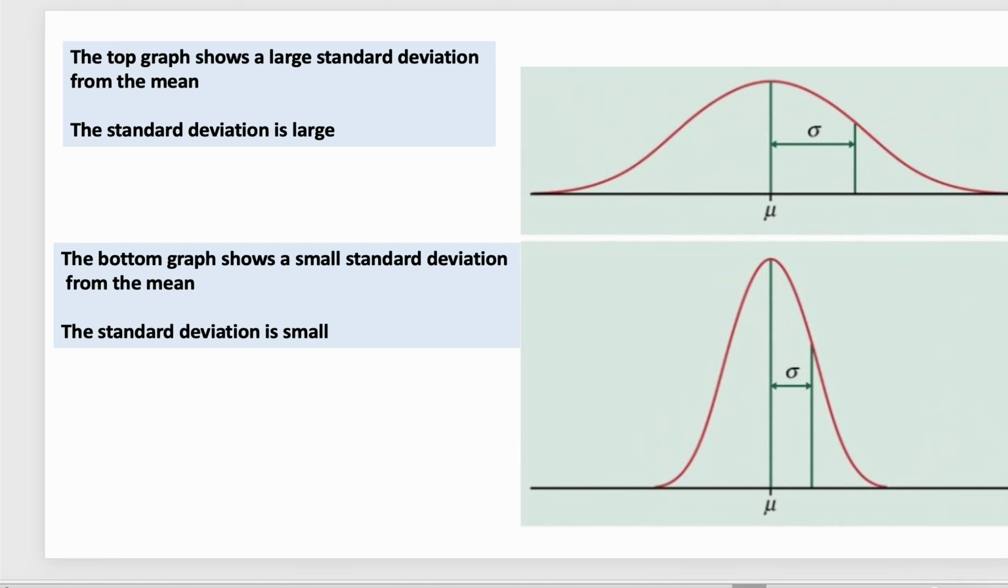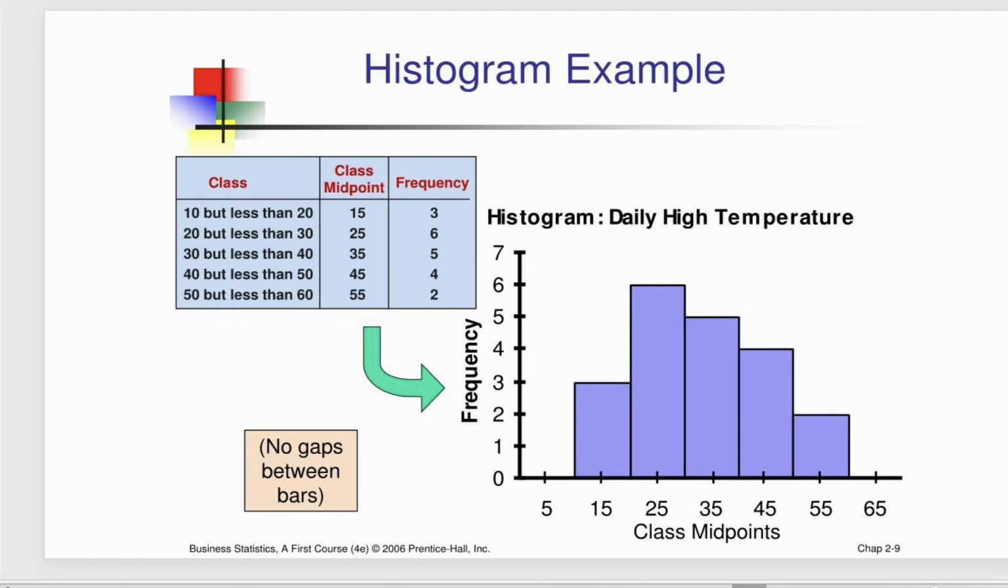Okay, let's move on to graphs. We've talked about measures of center, measures of variability. Let's talk a little bit about how we graph the data. Perhaps the most common and well-known graph of numerical data is the histogram.